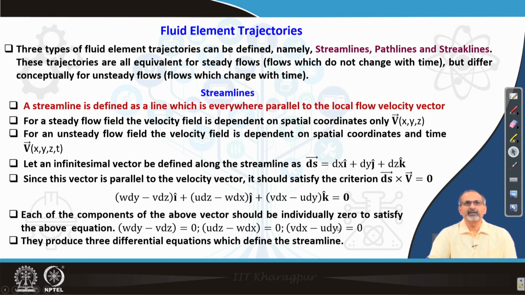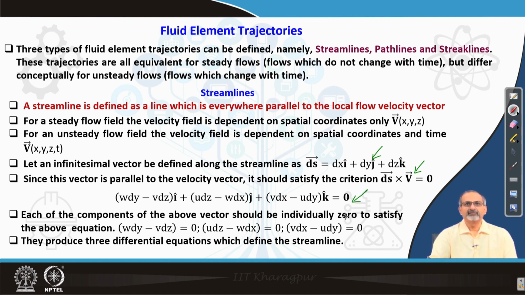And streamlines are defined as lines which are everywhere parallel to the local flow velocity vector. So, when you define an infinitesimal vector ds along a streamline, like the way we are showing here, since the vector is parallel to the velocity vector, it should satisfy the criterion that the cross product of the two should go to 0. If you do that, then you end up getting this equation.